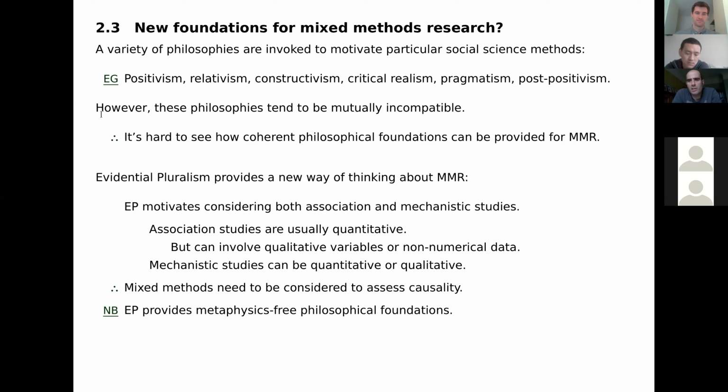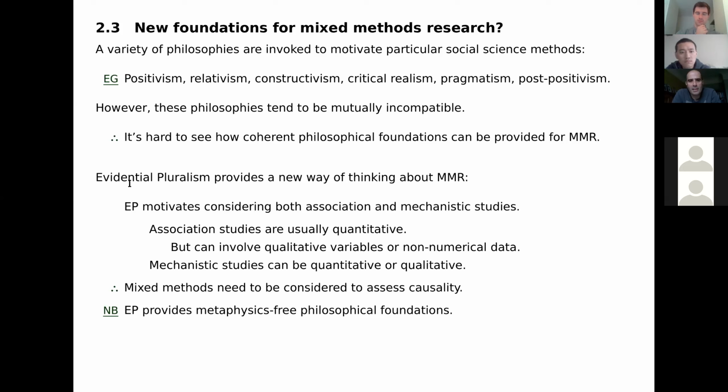And mixed methods research argues that you need to consider both quantitative and qualitative studies. If quantitative studies are motivated by positivism and qualitative studies are motivated by constructivism or pragmatism, then the worry is that you're going to have conflicting underlying philosophies. And it's hard to see how coherent philosophical foundations can be provided for mixed methods research. We would suggest that evidential pluralism provides a new way of thinking about mixed methods research.